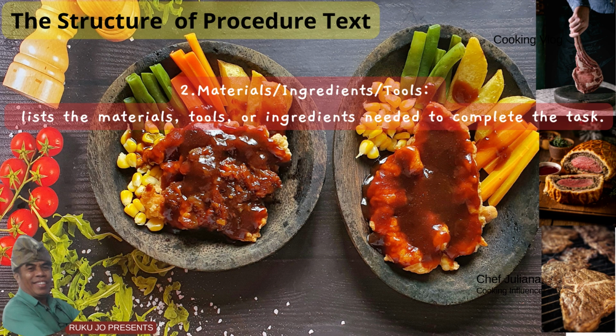2. Materials, ingredients, tools. The second part of a procedure text lists the materials, tools, or ingredients needed to complete the task. This part is important as it ensures that the reader has all the necessary items before starting the procedure.